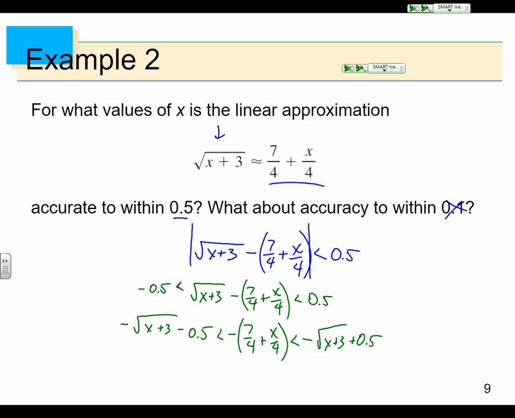So I subtracted the square root of x plus 3 from all three parts of this. Now if I divide everything by -1, that's going to give me positive square root of x plus 3, positive 0.5, and it's going to turn around my inequalities because I'm dividing by a negative.